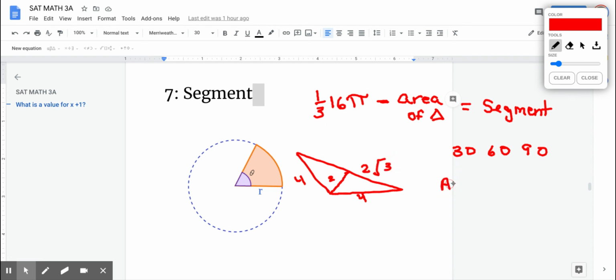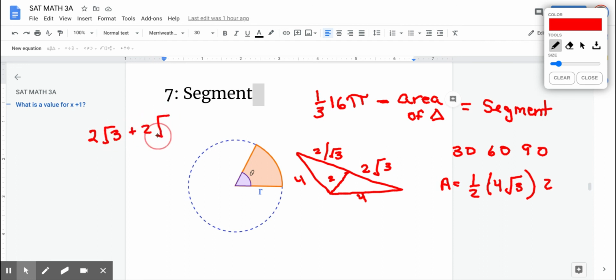So the area of a triangle, again, is half base times height. Here's the base. It's 2 radical 3 plus 2 radical 3, which is just 4 radical 3. And the height was 2. Remember, it's just like terms, like 2 radical 3 plus 2 square root of 3. It's just 4 square root of 3. It's like if you had 2x plus 2x, it's just 4x. Same type of thing.